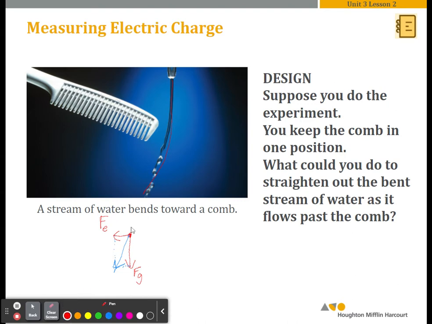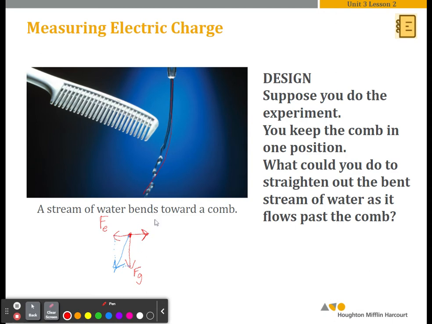Now, if we want it to straighten out, we have to get it so that the only force accelerating it is gravity. So that means that we want to have a net vertical force, but we want to have no net horizontal force. So that means we would have to have a force acting in the opposite direction of the same magnitude. And now the horizontal forces cancel each other out.